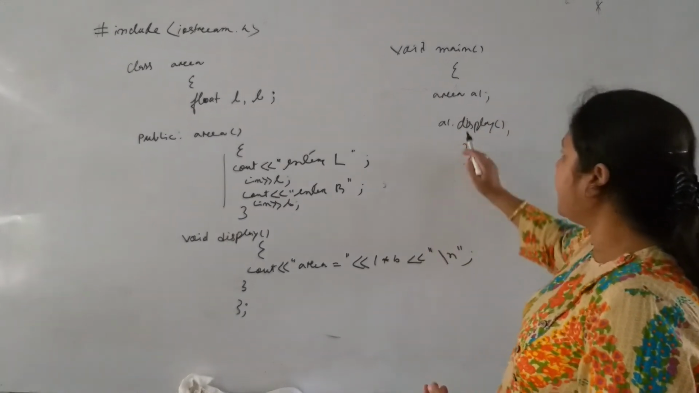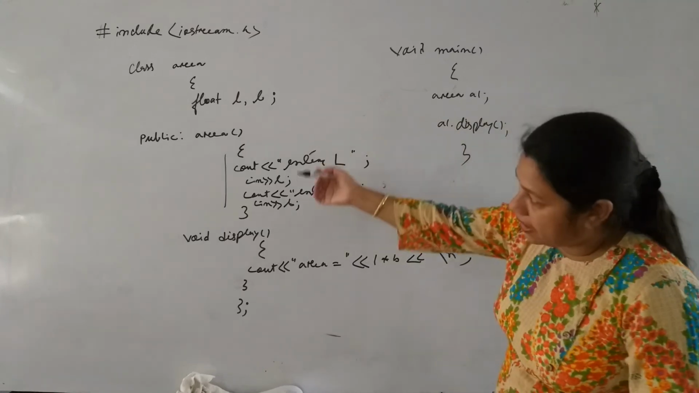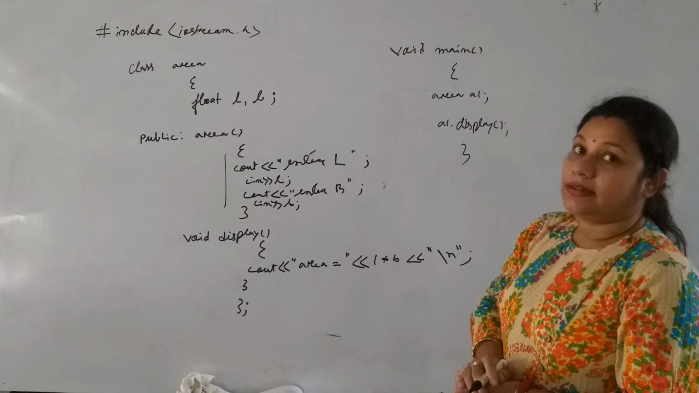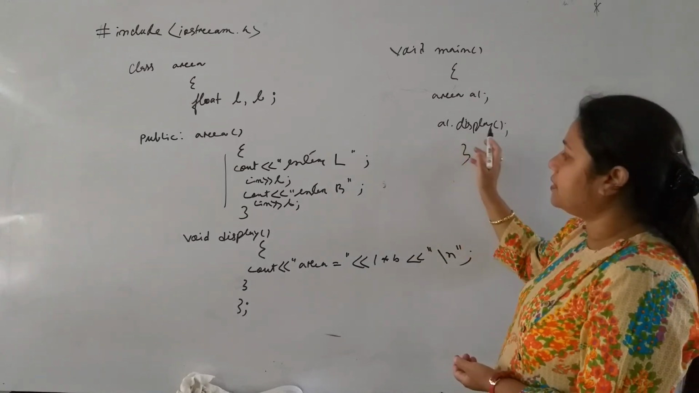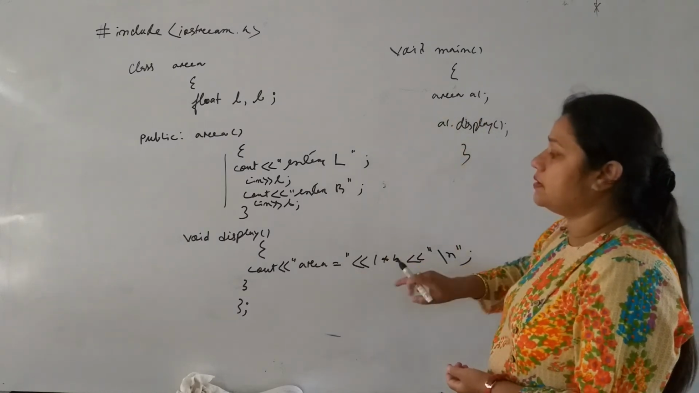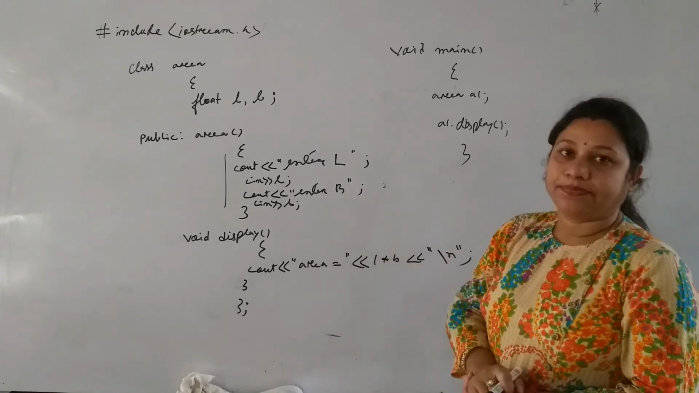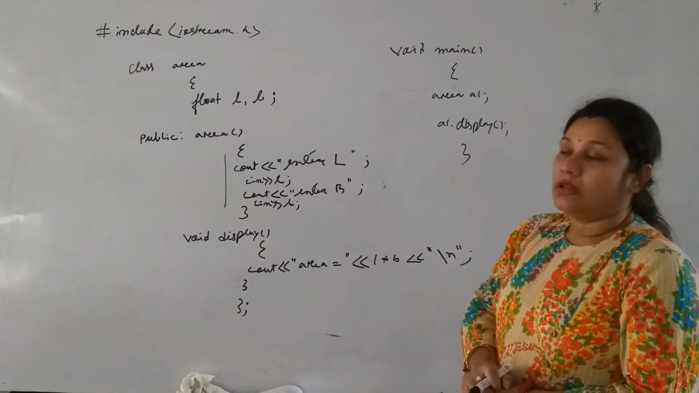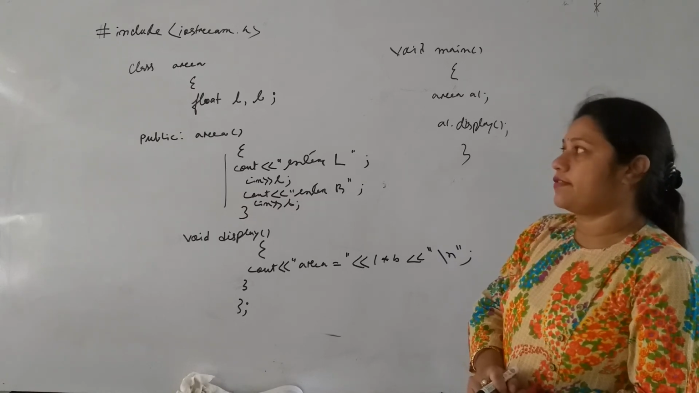And A1 dot, so that it is not necessary to access the constructor function by A1 dot area. This is not necessary. Okay, then I just call A1 dot display. So the object call the display function and display function calculate the area of a rectangle and display the area. Okay, so this is a program that is used to calculate the area of a rectangle using the constructor function.